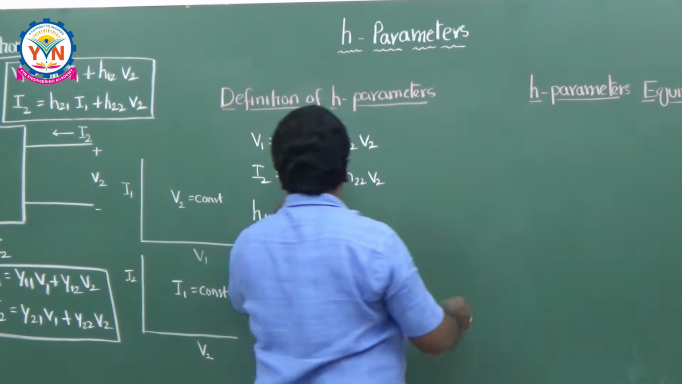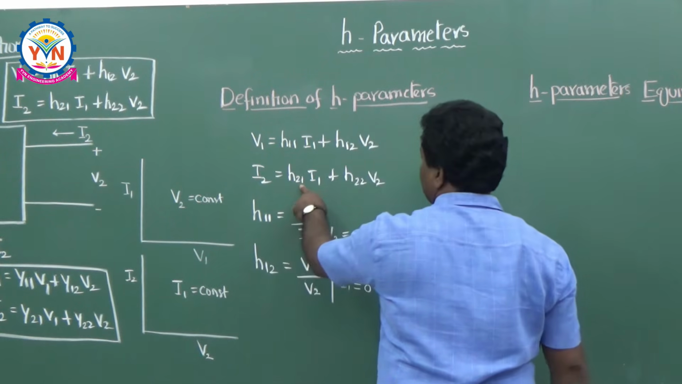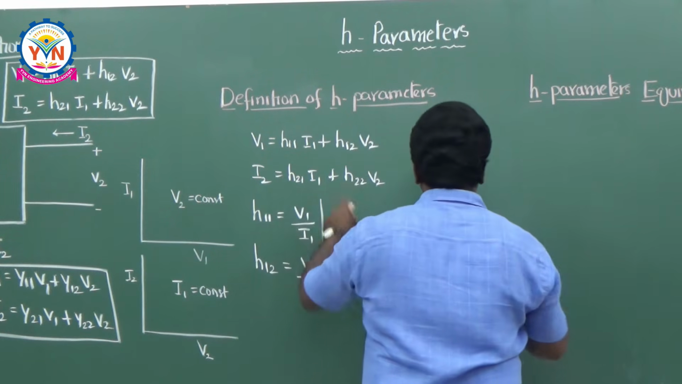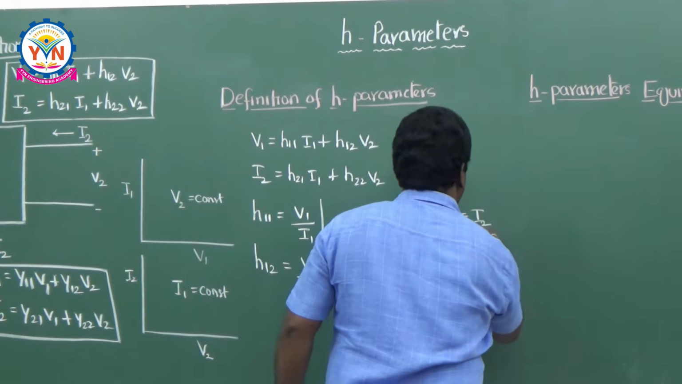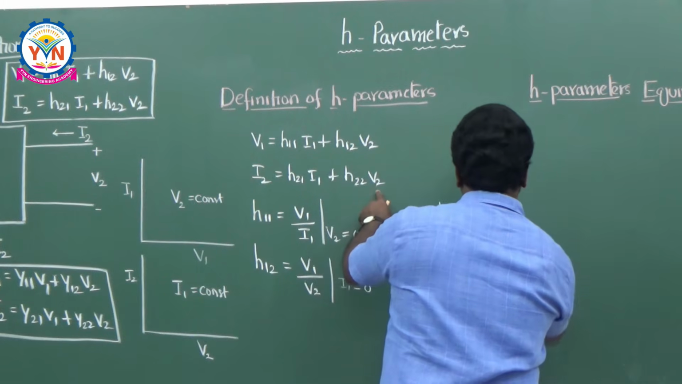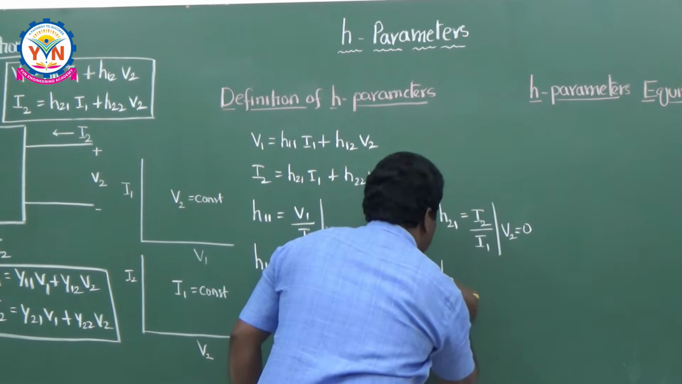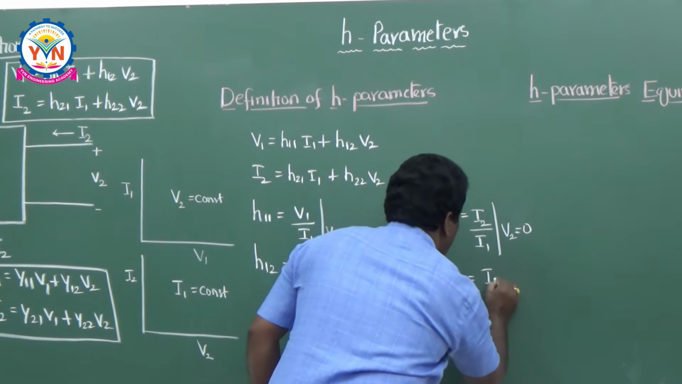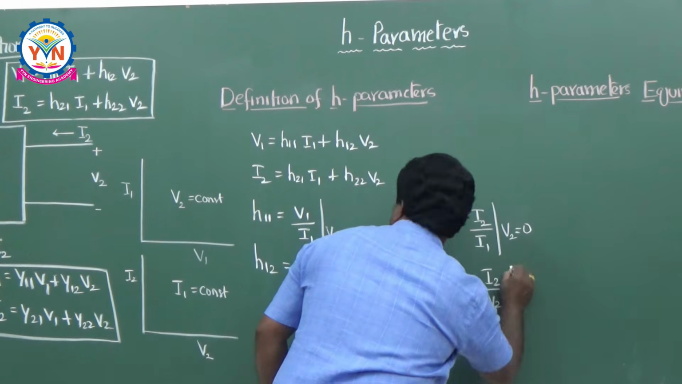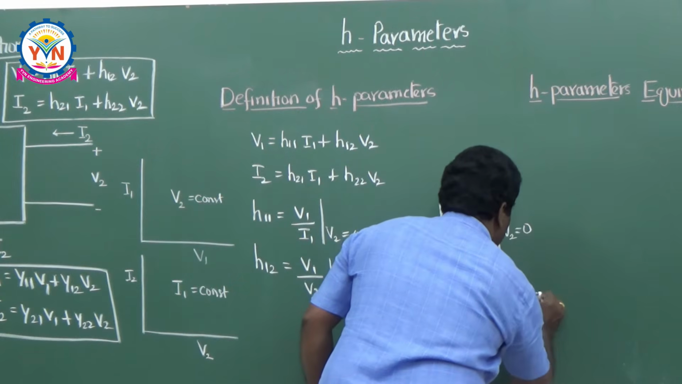Similarly, what about the H21? H21 is equal to I2 by I1, I2 divided by I1 when V2 is equal to 0, and H22 is equal to I2 by V2 when I1 is equal to 0.